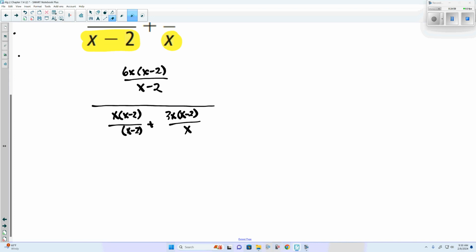Ah, I see what you're saying, yes. Question how we got to this point here. Yes? Yes. No, it doesn't. Because we can just list it as x minus 2.